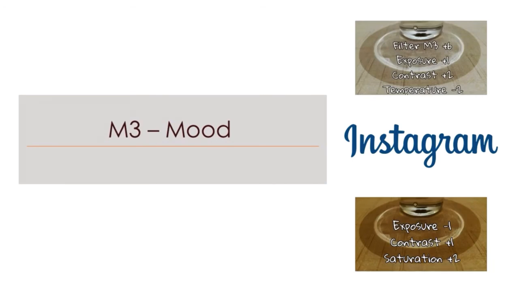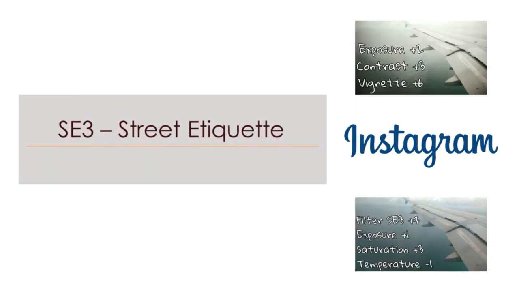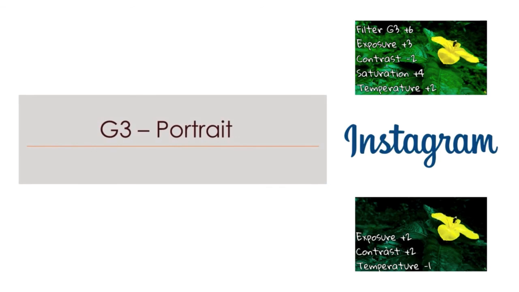Next is the mood filter named M3. This filter gives a hint of sepia tone to your photo and creates a nostalgic feel. It gives the illusion as if your photo is captured from an old movie, and you can always adjust the setting to suit your objectives. If you are more towards a black darker tone, the street etiquette filter does the job. It is named SE3 in VSCO, and it changes the photo into a darker shade, giving an intense feeling to your photo. The last filter that I am going to introduce is named G3, which is a portrait filter. This filter gives a sunny warm tone to your photo, and it's very suitable for outdoor photo shoots.